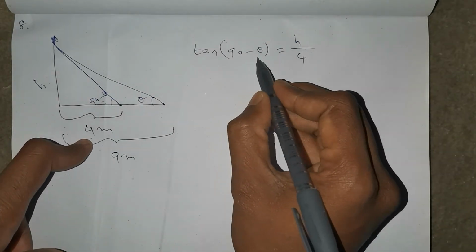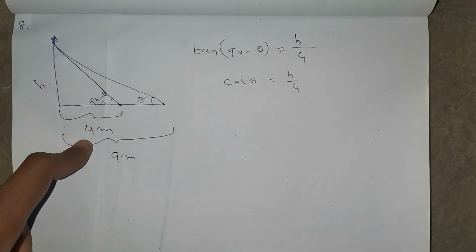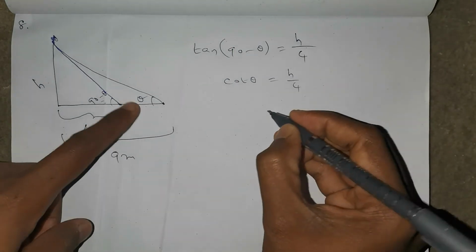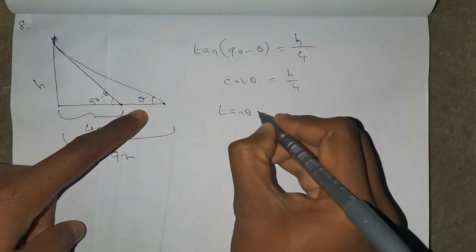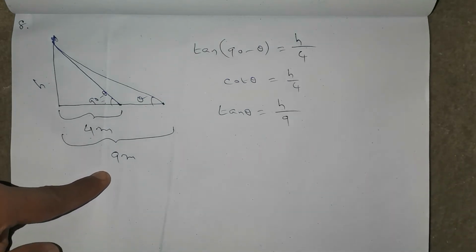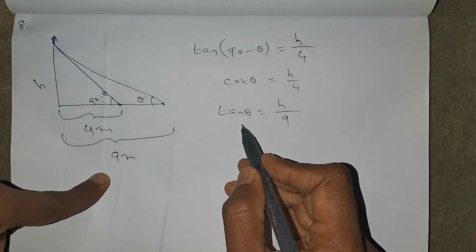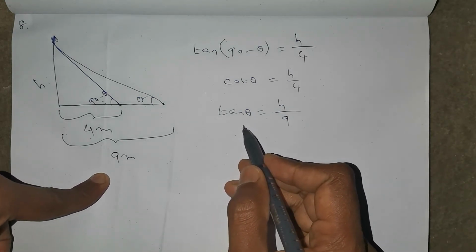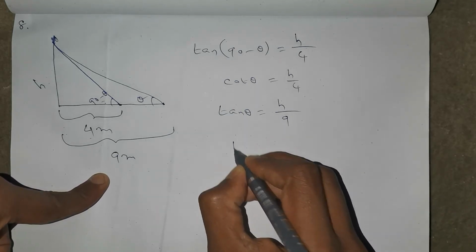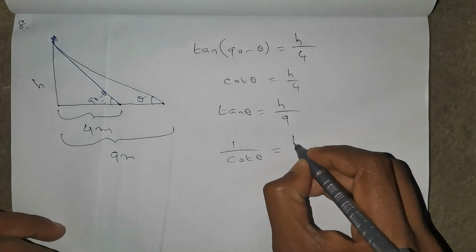Tan of 90 minus theta, cot theta, is equal to h by 4. Next, taking the bigger triangle, theta, opposite, adjacent. So tan theta is equal to opposite h divided by adjacent 9. Now here tan theta is there, so if we write the reciprocal, tan theta can be written as 1 by cot theta is equal to h by 9.